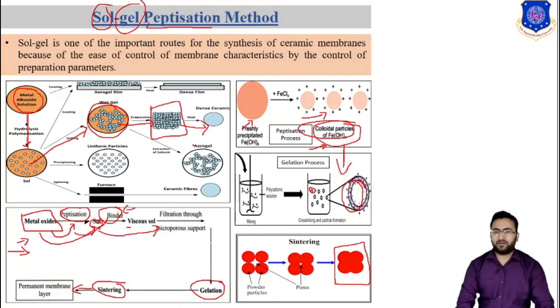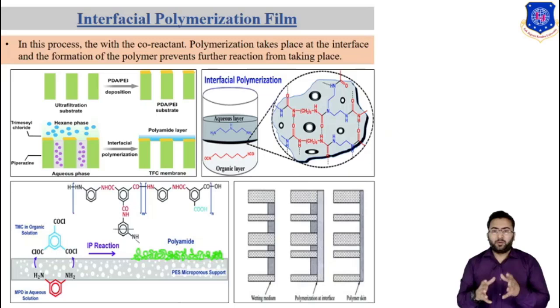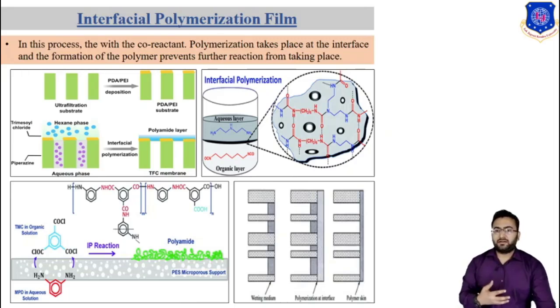Now let us discuss the next important method, which is the interfacial polymerization film process. Film Tec developed the first composite polyamide membrane. This process casts a composite membrane by interfacial polymerization. In this process, with a co-reactant, polymerization takes place at the interface, and the formation of the polymer prevents further reaction from taking place. Film Tec uses m-phenylene diamine and trimesoyl chloride to produce this membrane. The amine is the aqueous phase that is used for the wet membrane, and the chloride is the non-aqueous phase.